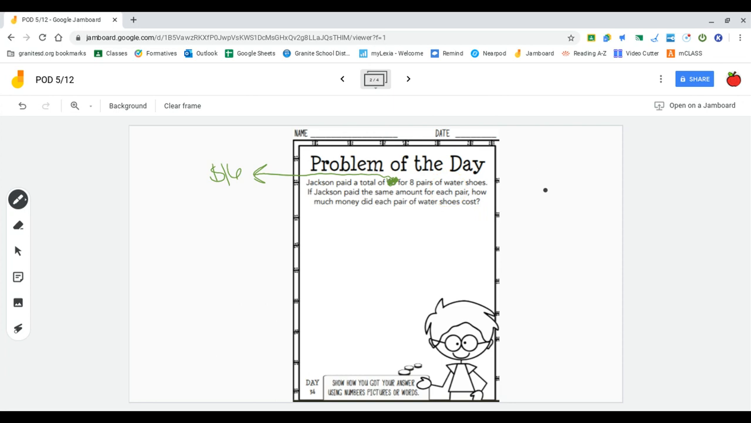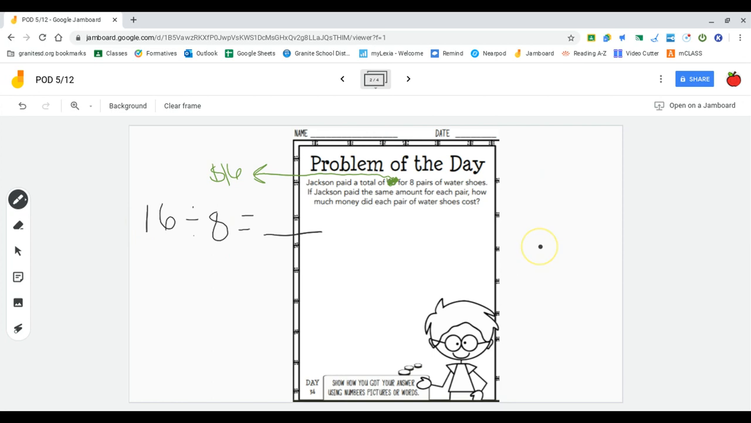So if he paid $16 total, if you were to divide that up by the 8 pairs of shoes that he bought, how much did each pair cost? However, the easier way to think about this is if you were to flip it and think of it kind of backwards to turn it into a multiplication problem.